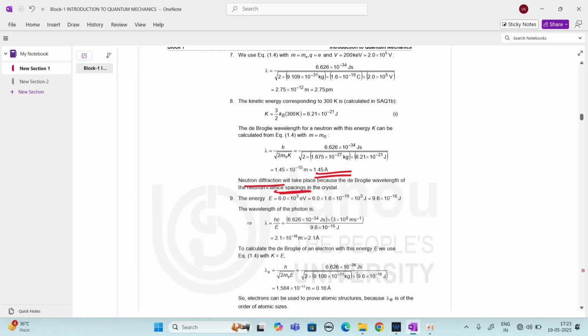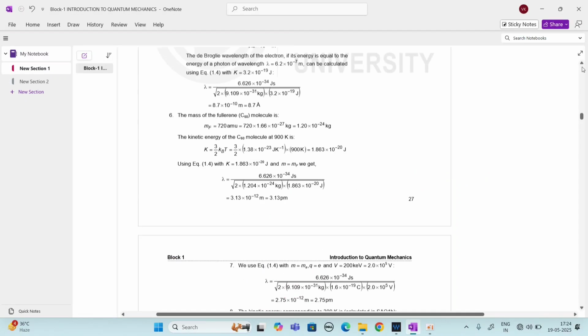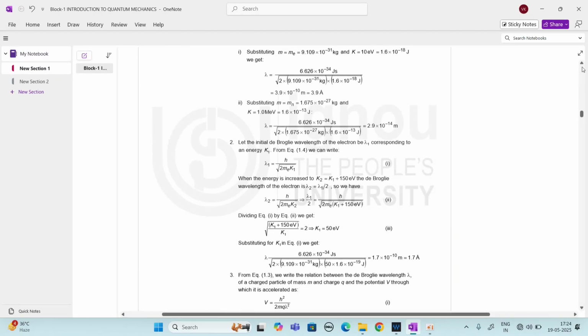As all the lattice constants are in the order of 10 to the power minus 10 meter, that is 1 angstrom, our de Broglie wavelength is also in angstroms. So this is comparable to our lattice spacing. That's why we can say that the neutron diffraction will take place. So this was question number 8. Next is question number 9.